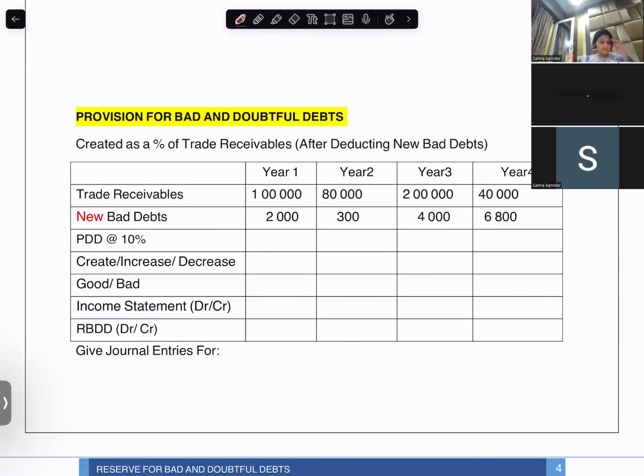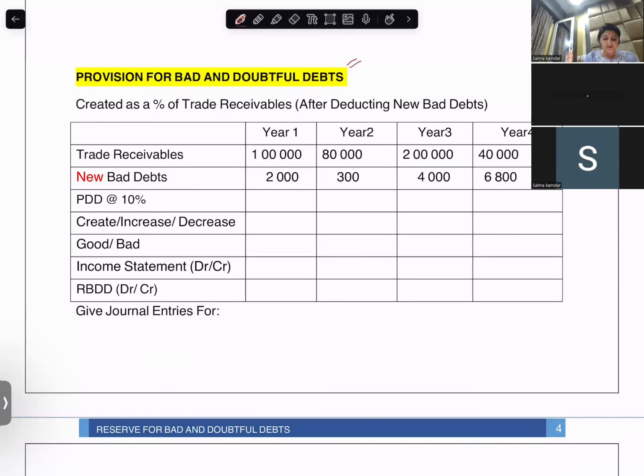So we have to create provision for doubtful debts. You know that provision for doubtful debts is created as a percentage of what? Net trade receivables. So your PDD is 10% in year one. What will be your provisions?